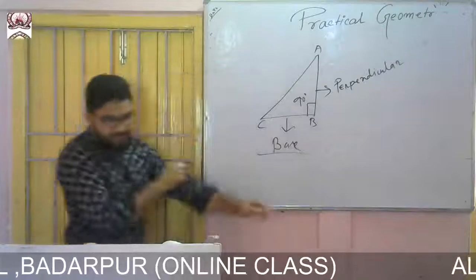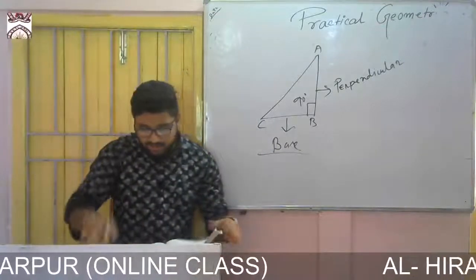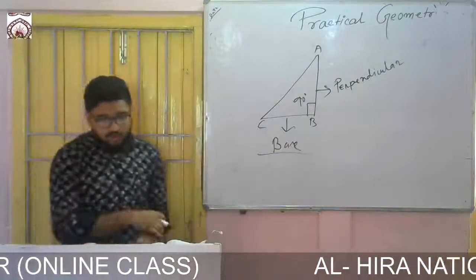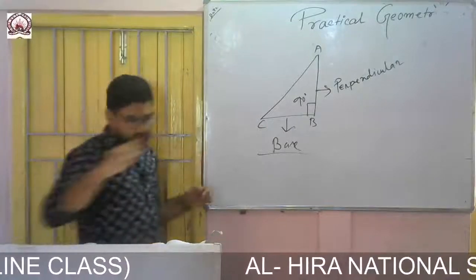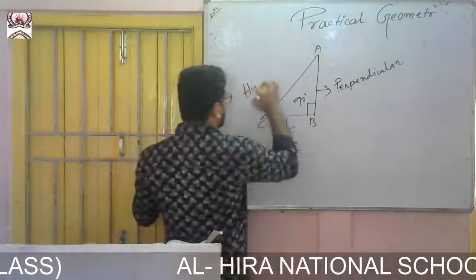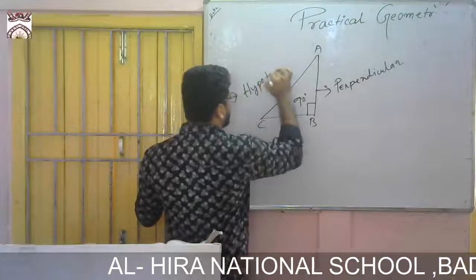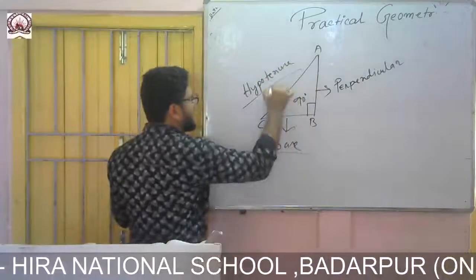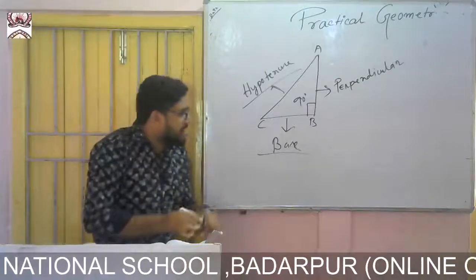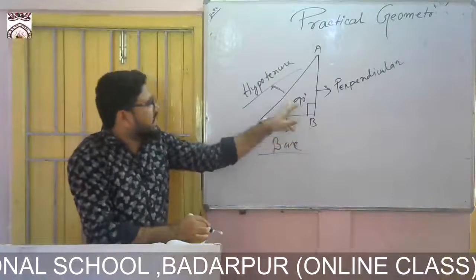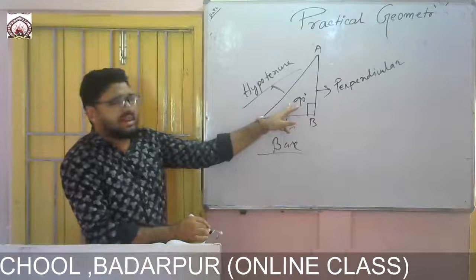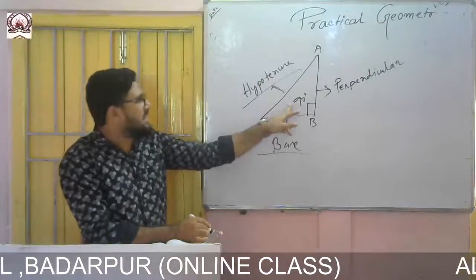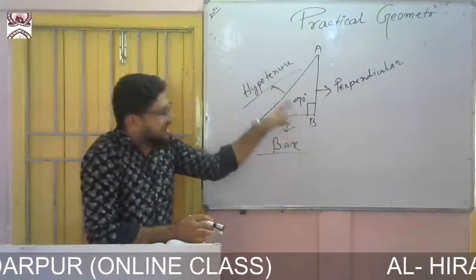And this side is called the hypotenuse. The hypotenuse is the side which is opposite to the right angle, the side which is opposite to 90 degree.